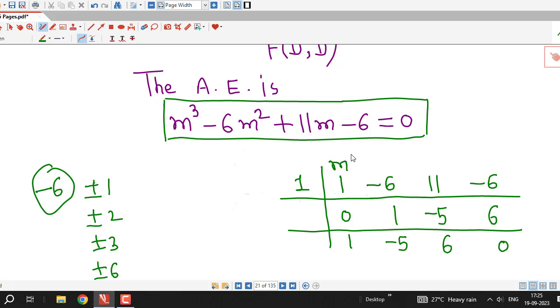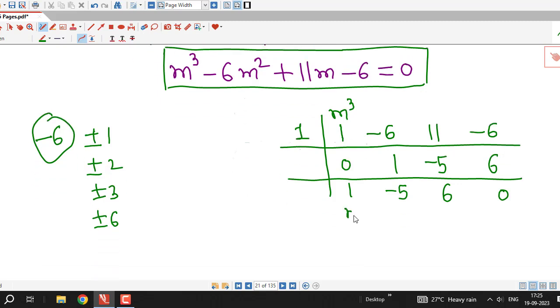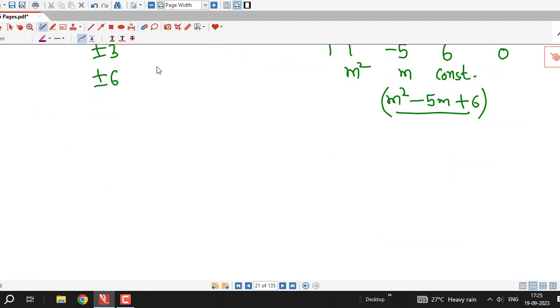This is coefficient of third power of m, so here this will be coefficient of second power of m, this is coefficient of m, and this is constant term. That means we must have m square minus 5m plus 6 as the quadratic factor, and one factor is m minus 1 because m is a root of this auxiliary equation.